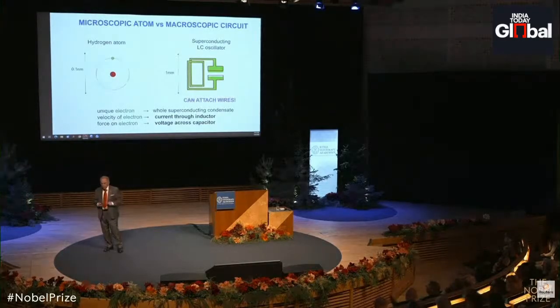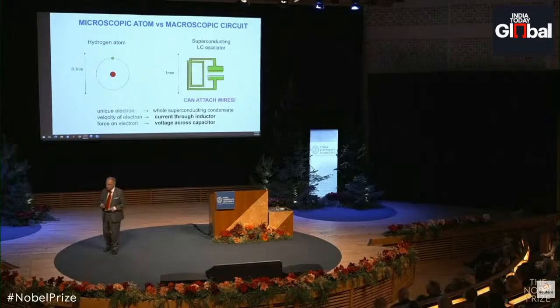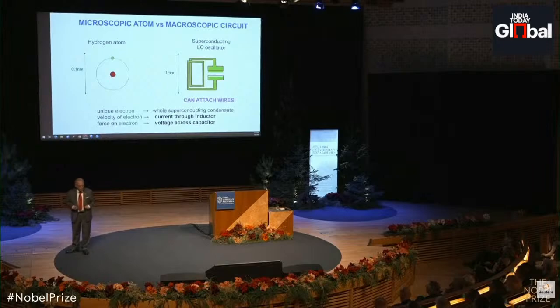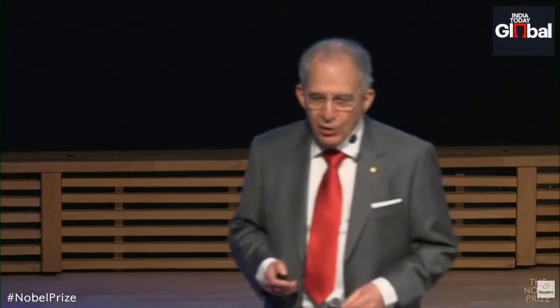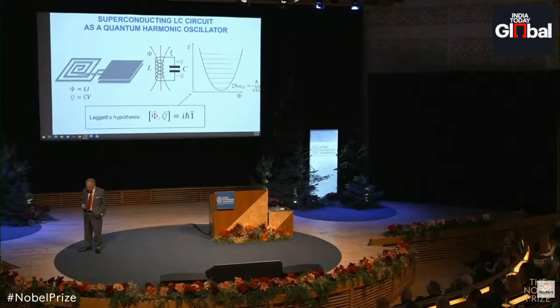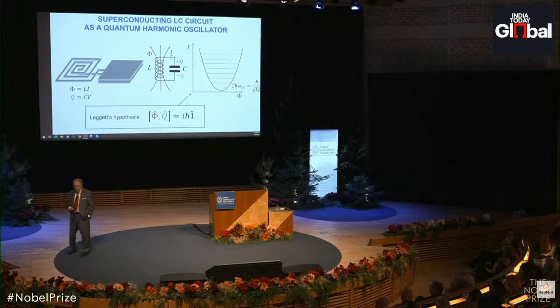Now, there's a big difference, of course, and why do we say that this circuit is macroscopic? Well, from an application point of view, you can attach wires to a circuit, and therefore you can make two circuits, for instance, interact very strongly, or you can make a very strong measurement on the circuit, which is much more difficult to do on the atom. So that's why we are interested in demonstrating quantum mechanics at the level of a circuit. Now, we have to test if this macroscopic object is really quantum.